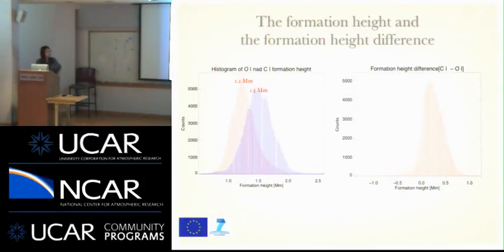So if we take a look at the histogram of the formation height for both lines, we do see they peak at slightly different layers in the mid-chromosphere. It's 1.2 megameter and 1.5 megameter with respect to the photosphere. And in general, the carbon line will form higher than the oxygen line. So these two lines are actually probing slightly different layers in the mid-chromosphere.